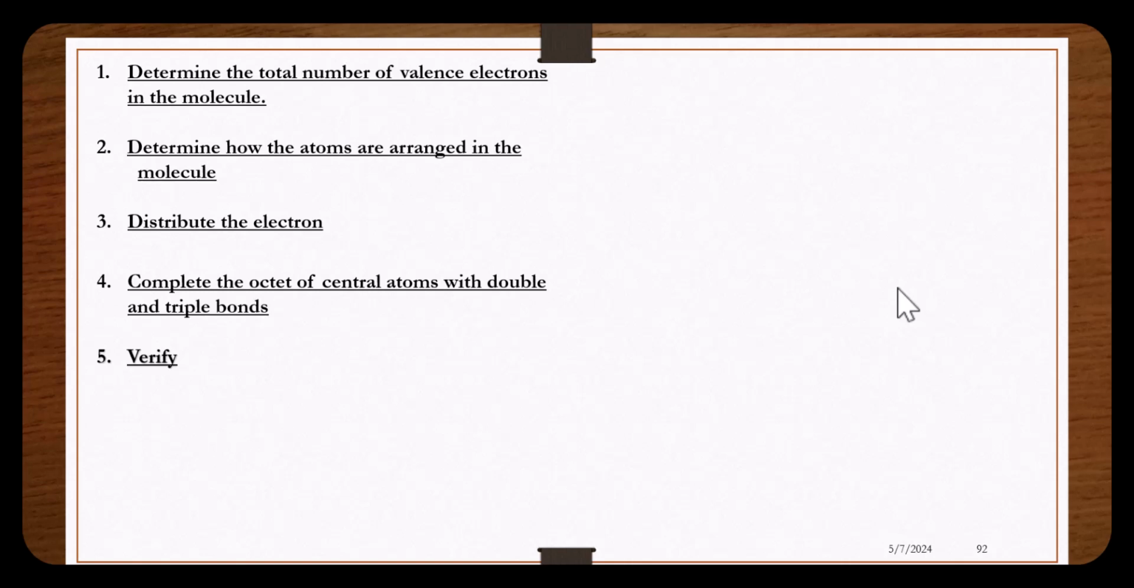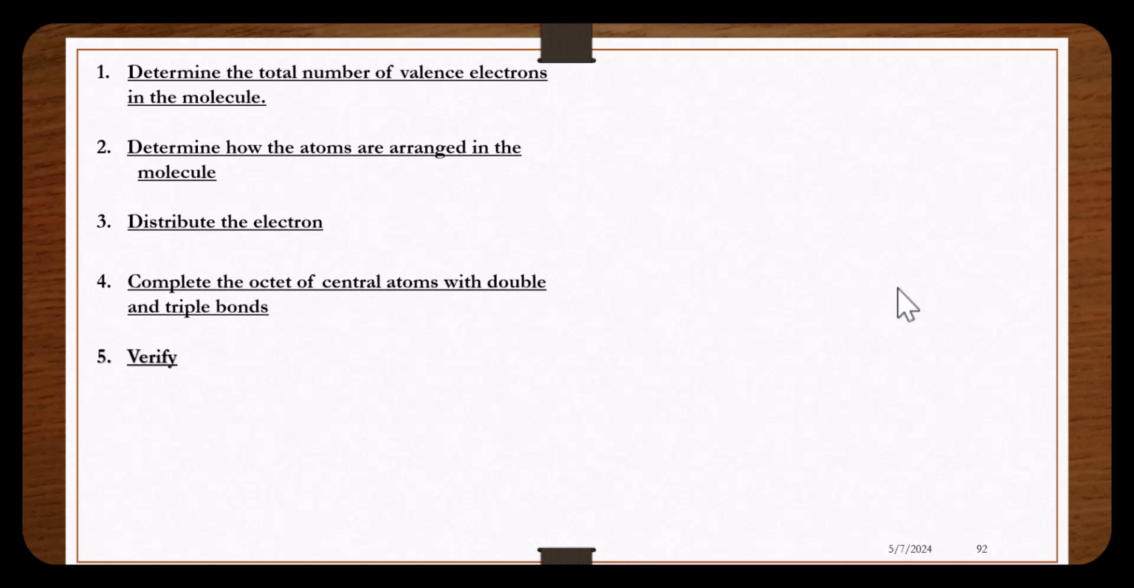In this video, I want to explain how to draw Lewis dot structures. There are 5 basic steps to draw a Lewis dot structure. The first step is to determine the total number of valence electrons in the molecule. The second step is to determine how the atoms are arranged in the molecule.